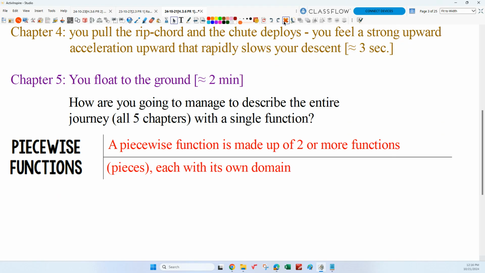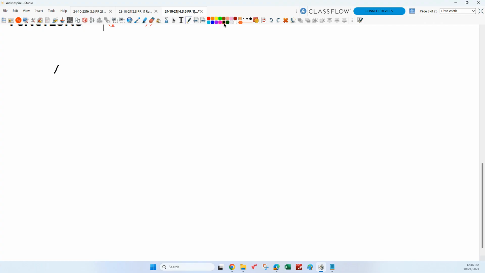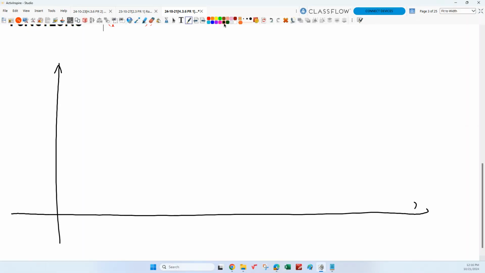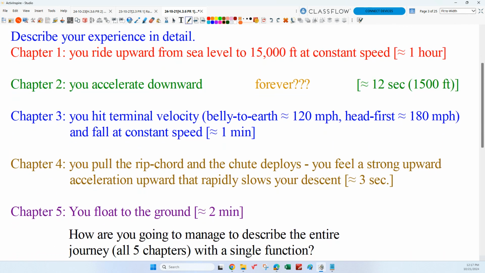Okay? So if we wanted to try to graph this story in the XY plane, well, we probably wouldn't use X and Y. The input variable always goes on the horizontal axis. Instead of X this time, what do you think the input variable is going to be for this function?